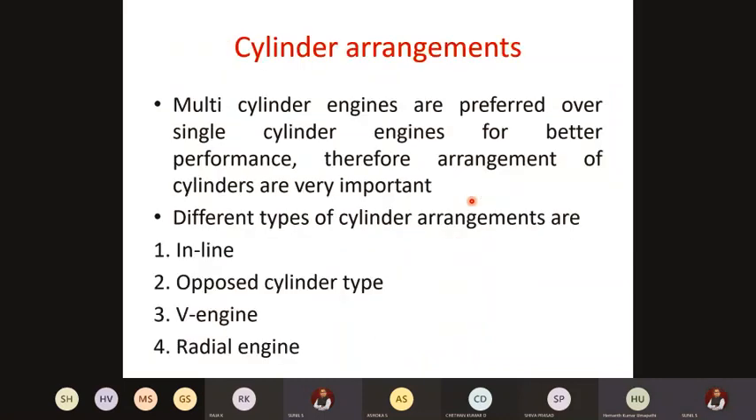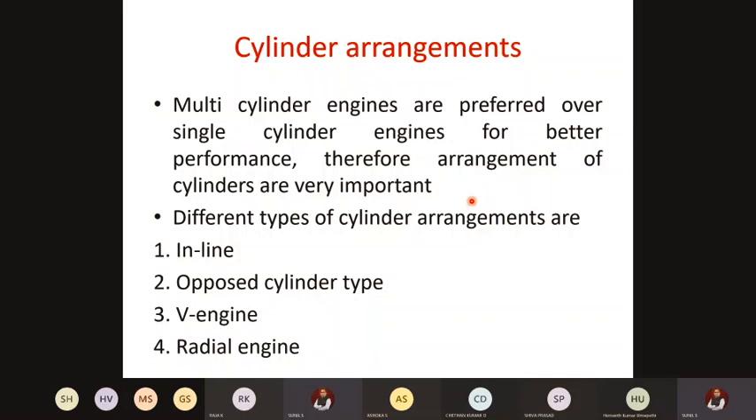Done, sir. Okay. Next, how these cylinders can be arranged in various types. Usually we use multi-cylinder engines only. Apart from two-wheelers or motorcycles, usually multi-cylinder engines are used, that is, the number of cylinders will be more than one. If you go through any car brochure, you can see usually it will be either 3 cylinders for very small compact cars, and 4 cylinders for bigger cars. So multi-cylinder engines are preferred over single cylinder for better performance, better power output, etc.